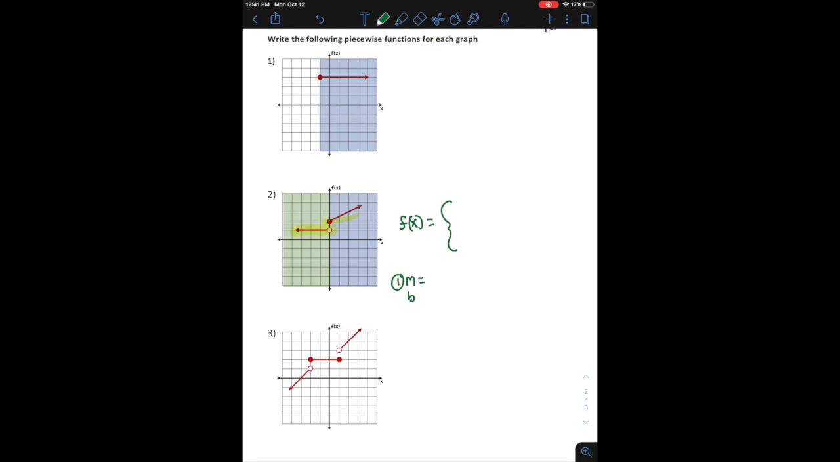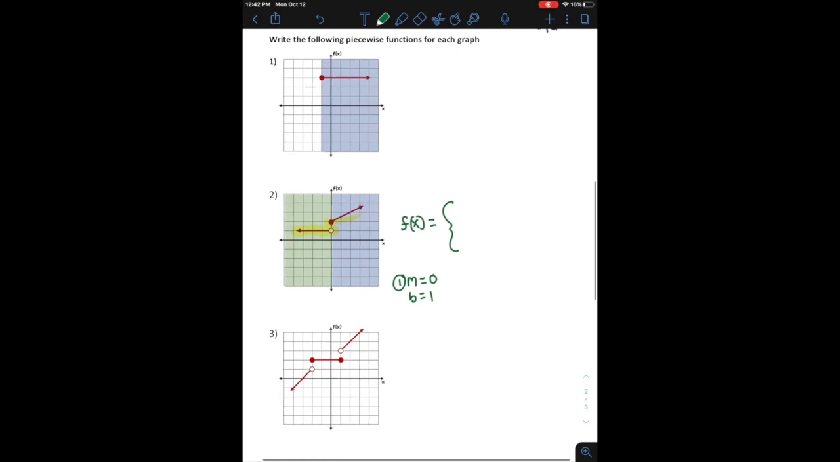How am I going to write the equation? We're going to do it in slope-intercept form, which means I need the slope and the y-intercept. This is a horizontal line, so it has a slope of 0, and the y-intercept is 1. I can see it crosses the y-axis at 1. The equation of this line would be y equals 0x plus 1, but we're not going to leave it as 0x, and we would rewrite it as y equals 1.